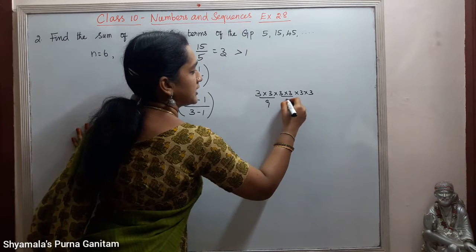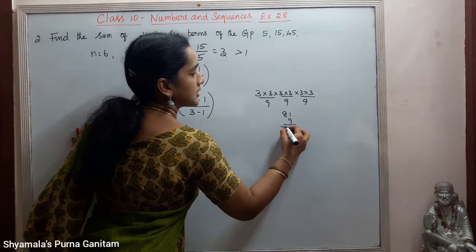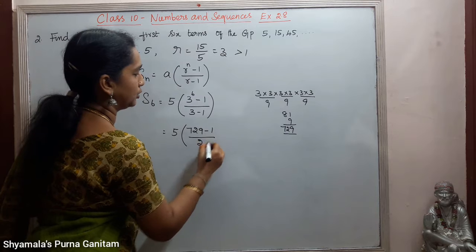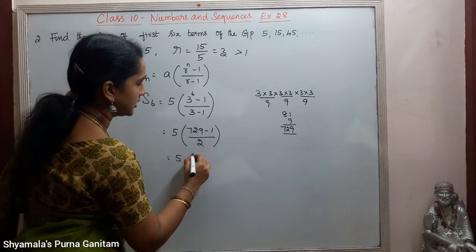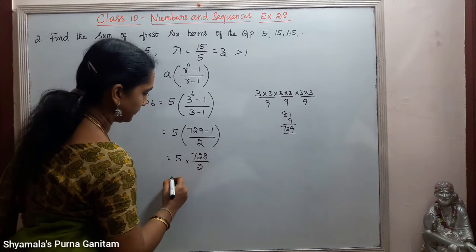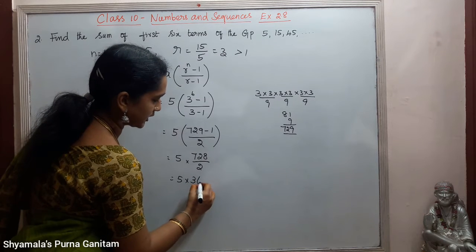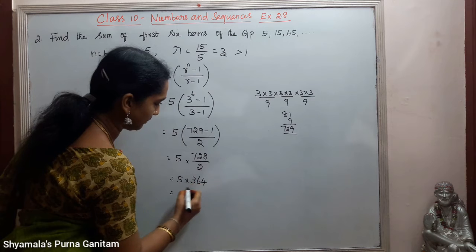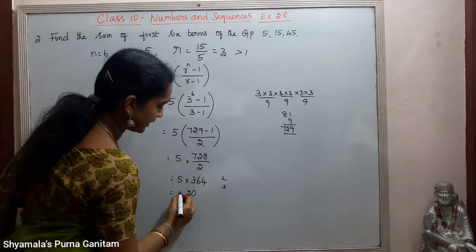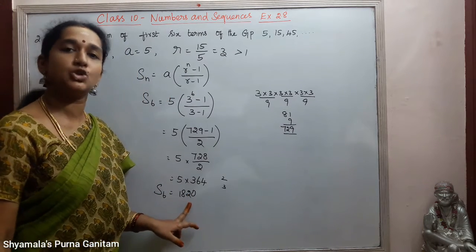So 3 power 6 is 3 multiplied 6 times. 3 3s are 9, 3 3s are 9, 3 3s are 9. 9 9s are 81, 81 into 9 is 729. So 729 minus 1 by 2. So this will be 5 into 728 by 2. So this will be 5 into 364. When we multiply this, 5 4s are 20, 5 6s are 30, 5 3s are 15. So sum of first 6 terms is 1820.